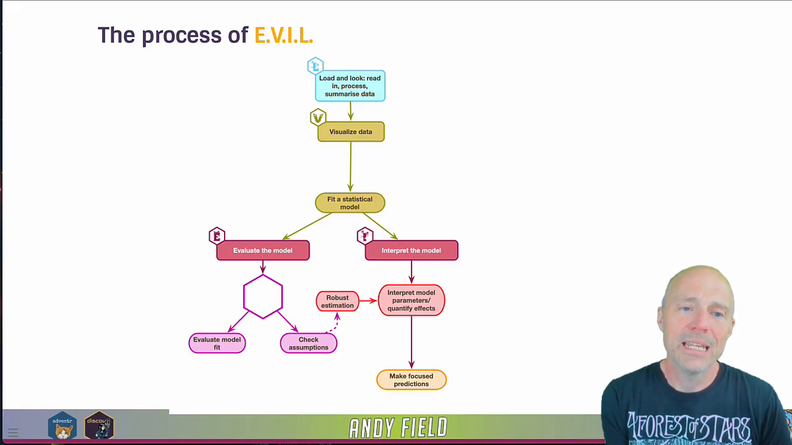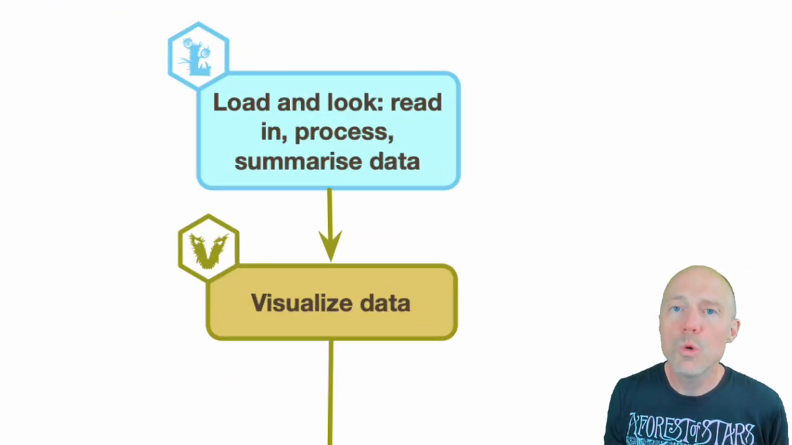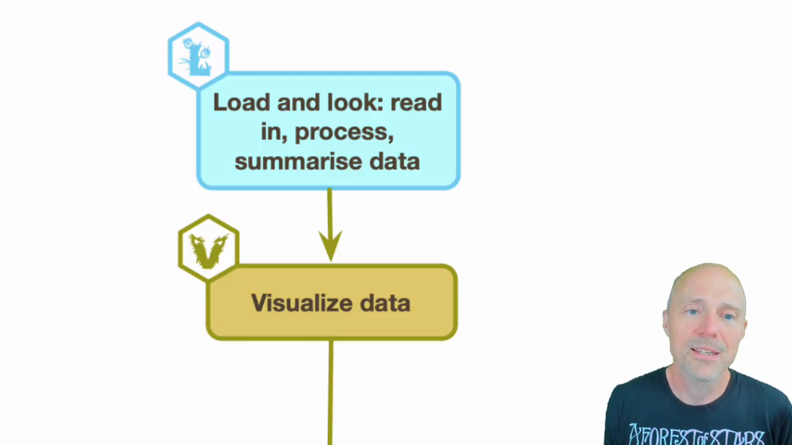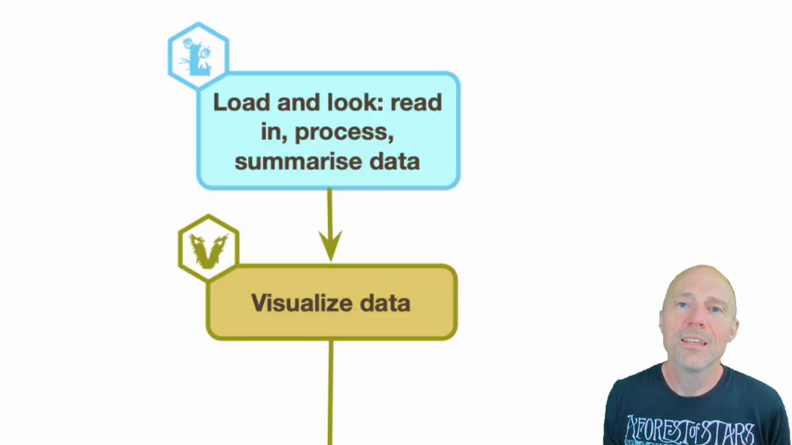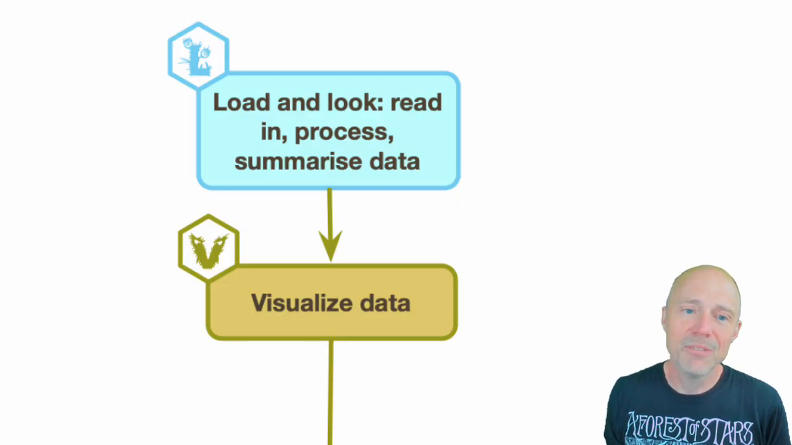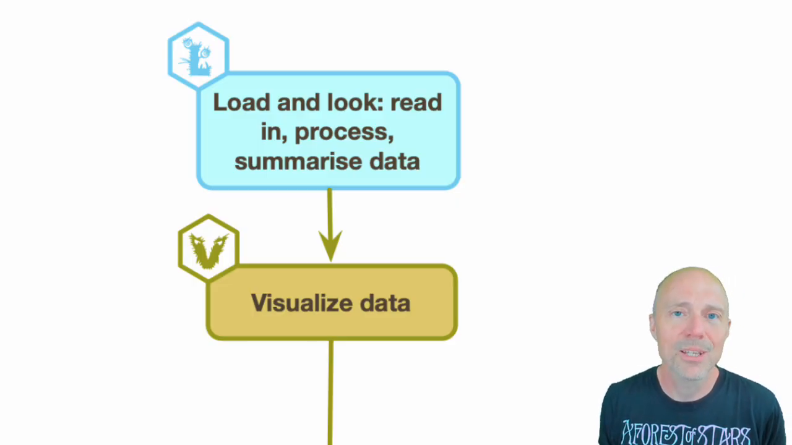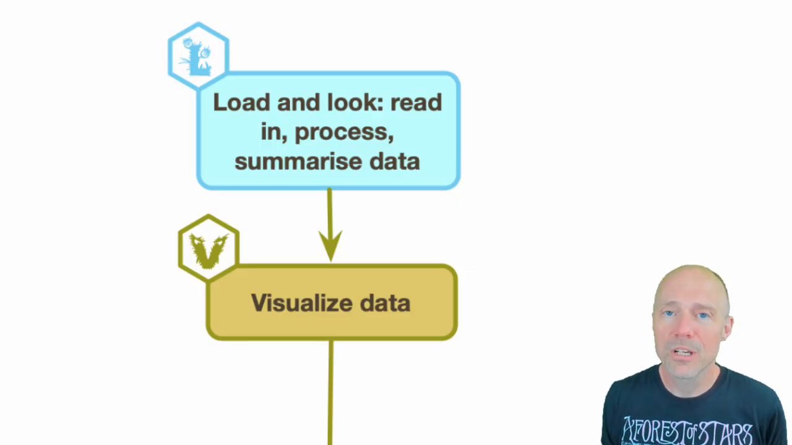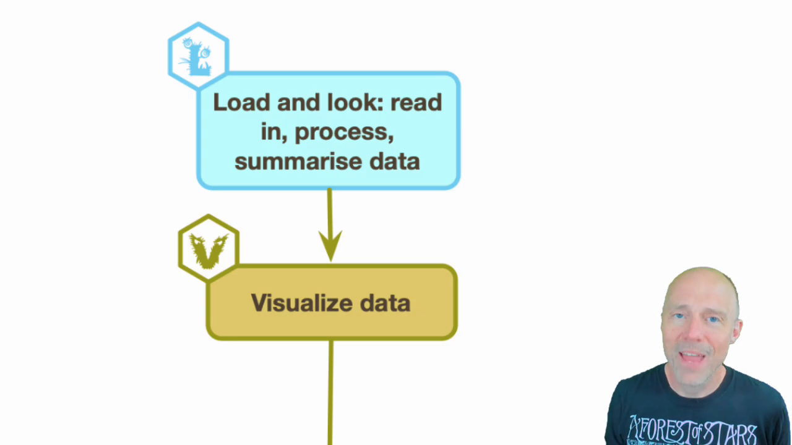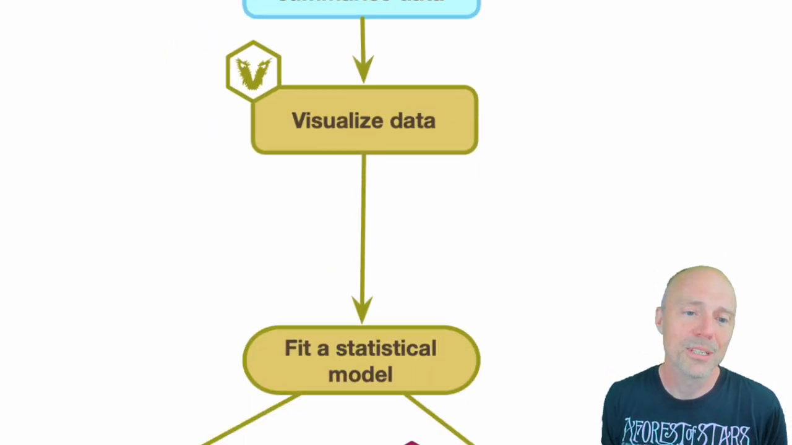So the L in E.V.I.L stands for load and look at your data. The first thing you always do when you fit a statistical model is you load the data, you have a look at some descriptive statistics. The V in E.V.I.L stands for visualize data. So again, pretty much any time you fit a statistical model, you want to visualize the data or visualize the model residuals. There'll be some aspect that you want to visualize using a plot.